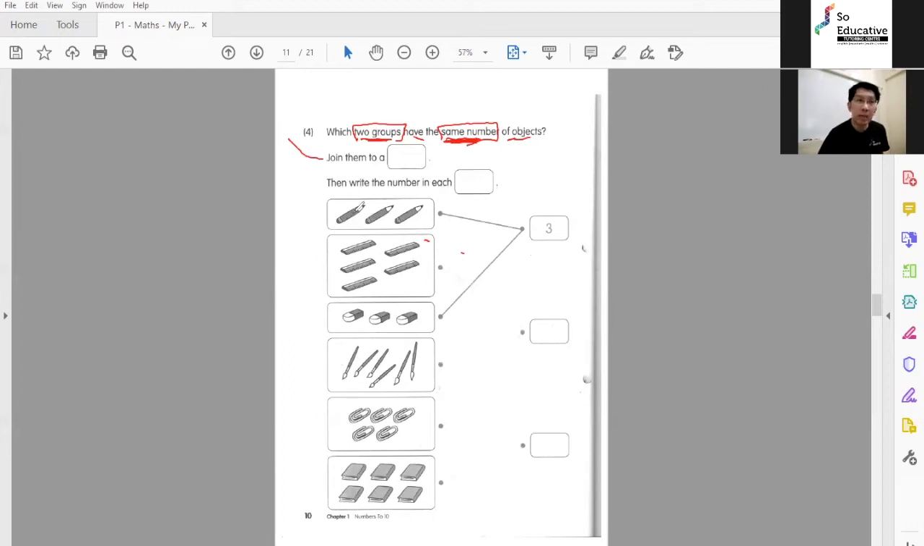Let's count this together. How many pencils are there? 1, 2, 3. So I'm going to write down here 3 so that we are clear that there are 3 pencils in that box. How many rulers are there in that box? 1, 2, 3, 4, 5. So there are 5 rulers in the box. The next box has erasers in there. So how many erasers are there? 1, 2, 3. There are 3 erasers.